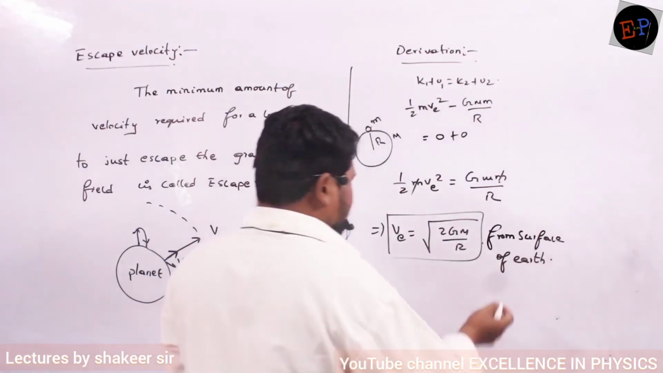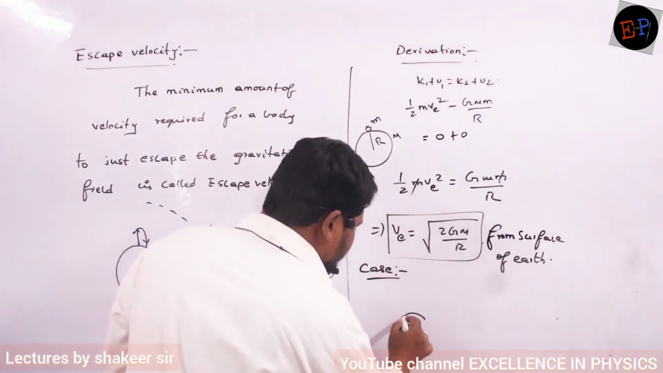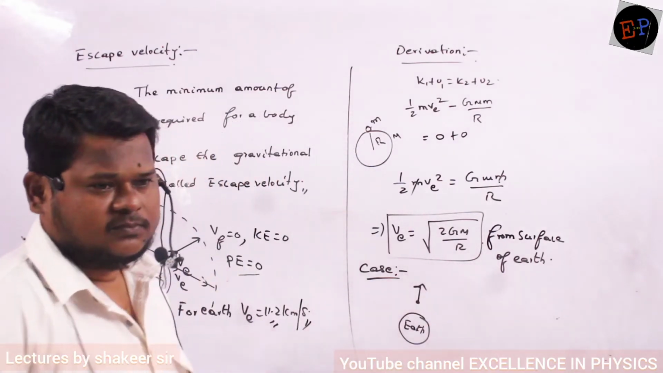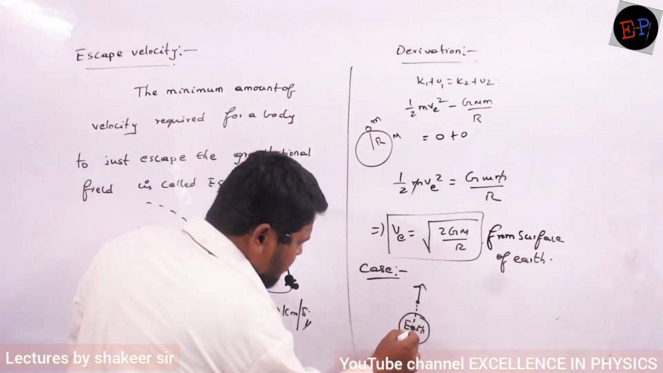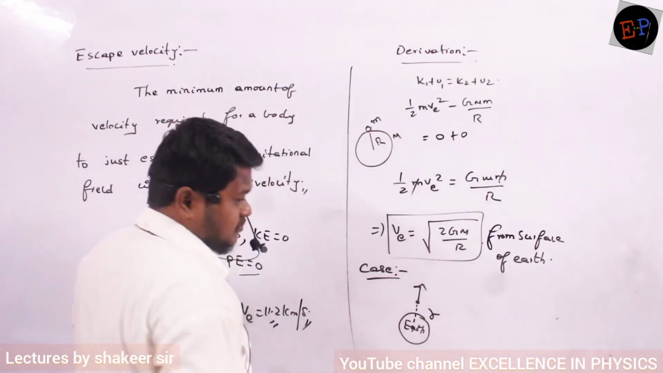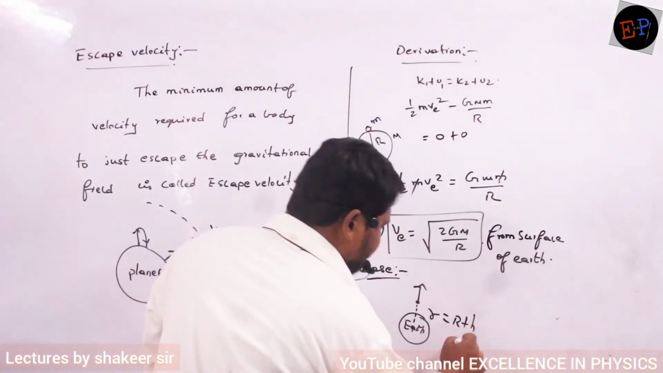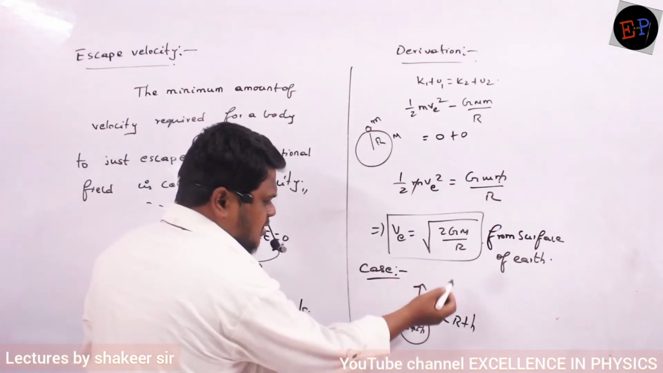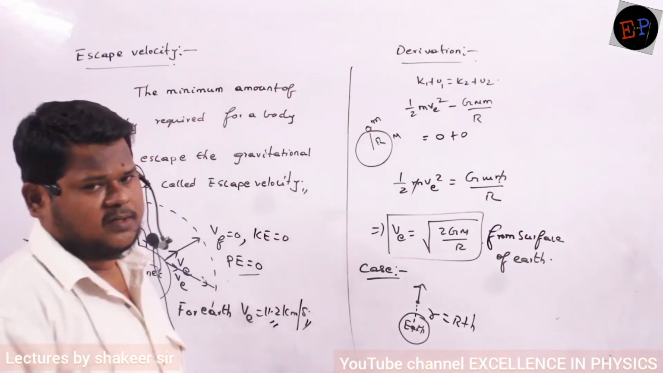If I am not throwing from the surface, let us write one case. For example, this is earth or any planet. I am throwing the body from here. It means the body is already present at a distance of r, where r is R plus h. Understood? Then in that condition, here instead of small r I have to write capital R, and instead of capital R I have to write small r.